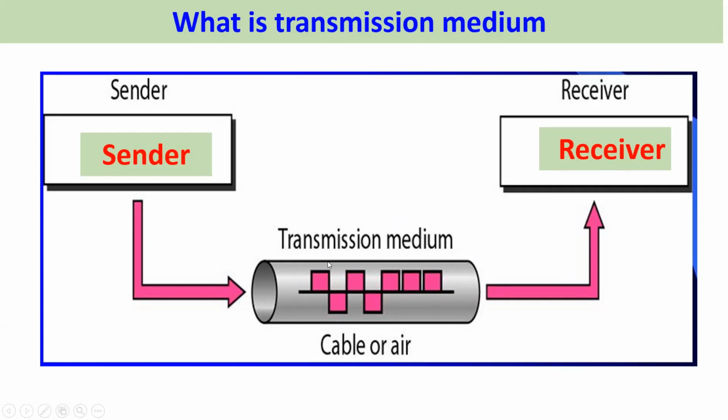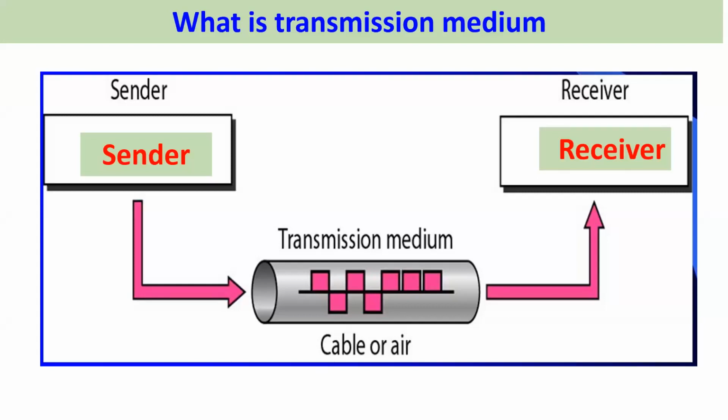This transmission media may be cable or air, right? Later we'll discuss in detail. No need to draw this diagram now. Only understand what a transmission medium is. This transmission medium is the medium we use for sending data from one location to another location. This transmission media can be cable or air.